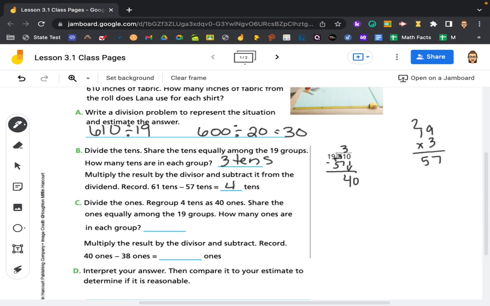So regroup 4 tens as 40 ones. Share the ones equally among the 19 groups. How many ones are in each group? Well, I'm going to say 19 or 20 goes into 40 2 times. So we have 2 ones.